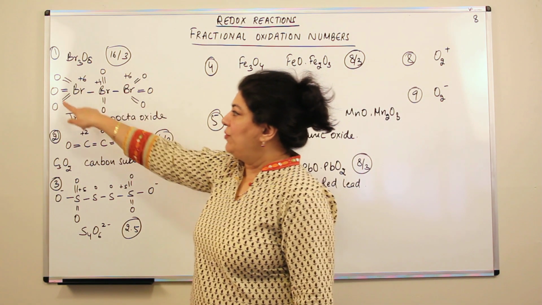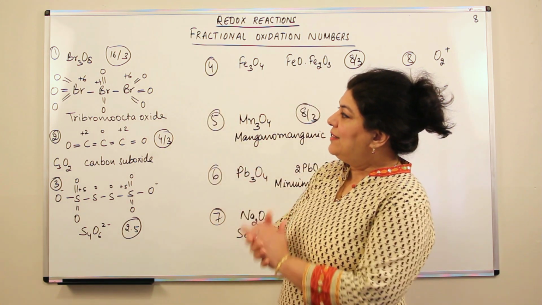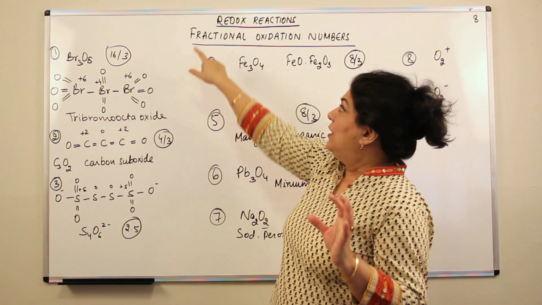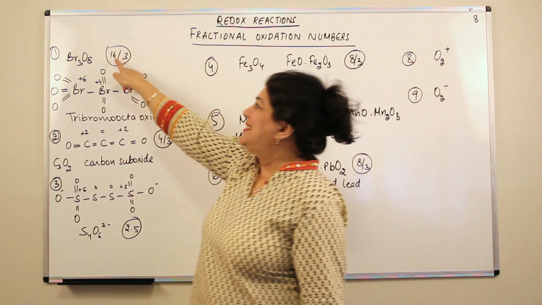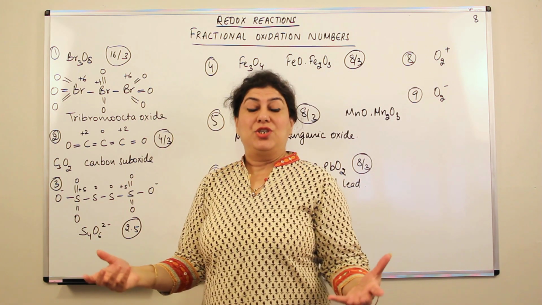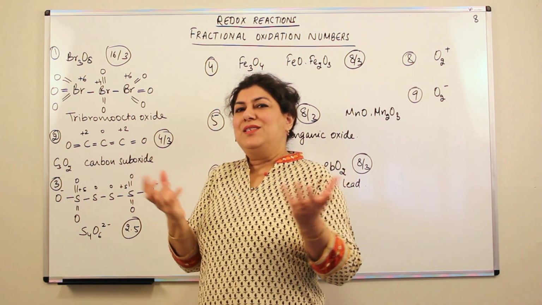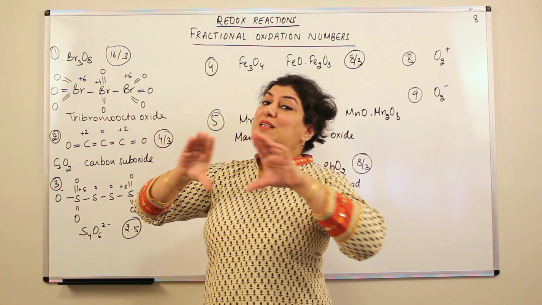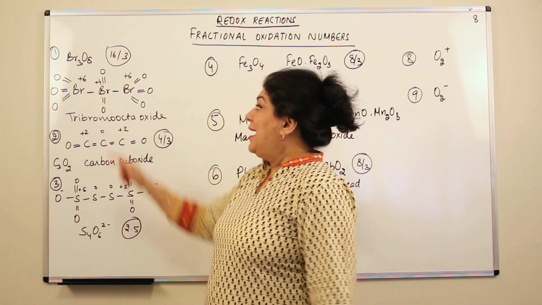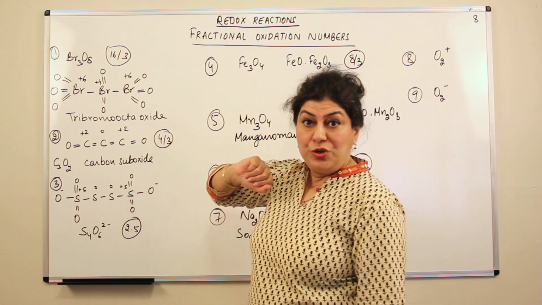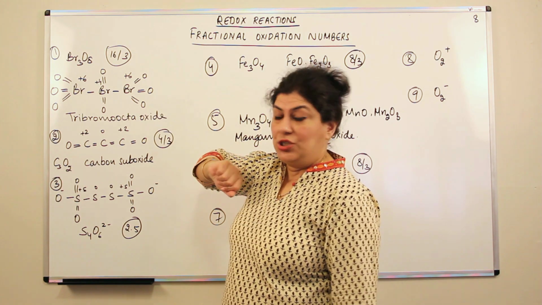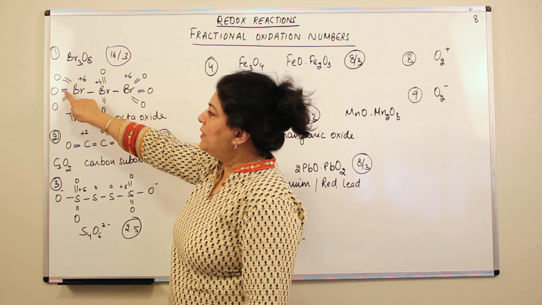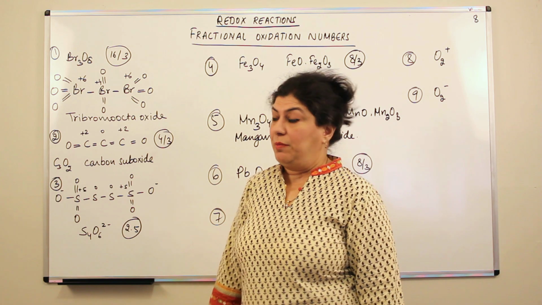This is the structure of this molecule. And when you look at the structure of the molecule, the oxidation number of bromine in this molecule is 16/3, which is fractional. In order to understand why it is 16/3, you must know the structure of the molecule. And if you know the structure of the molecule, what do you see? You see that this bromine is attached to 3 oxygens. This bromine is also attached to 3 oxygens by double bonds.